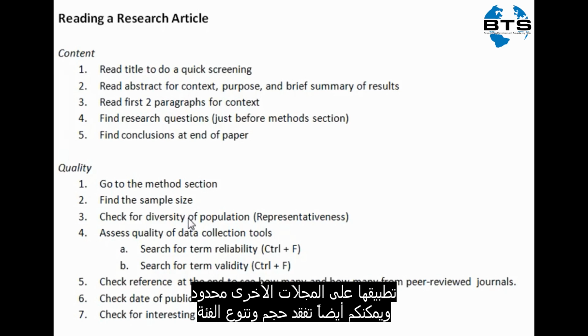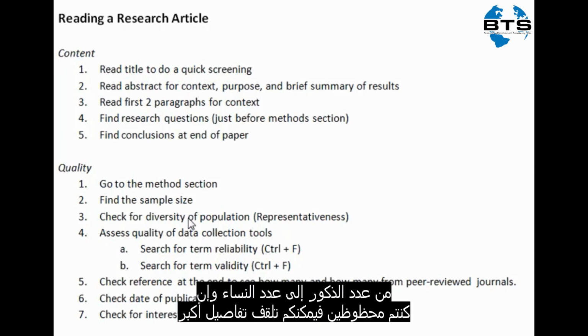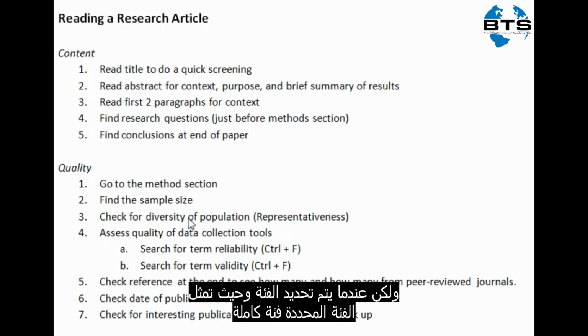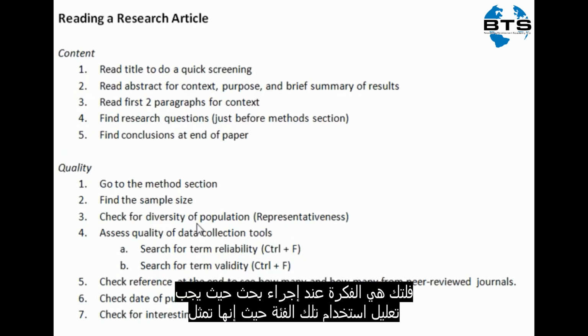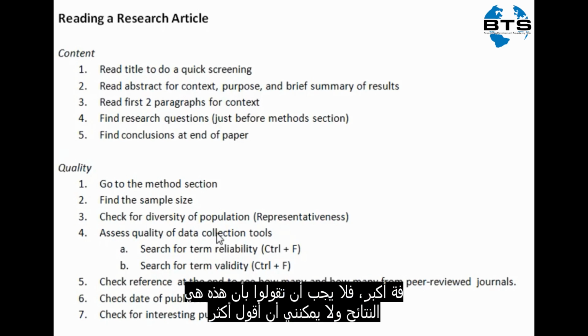You might also check for the diversity of the population, number of males, number of females, and if you're lucky, they'll go into more detail about where that population was selected, because that determines whether the population is representative of the whole population. That's the idea when you do a study: you did this group, but it's representative of a larger group. You don't just want to say that's just the results for this group.